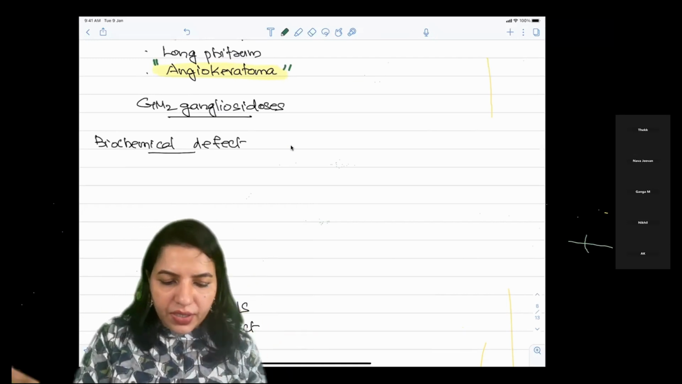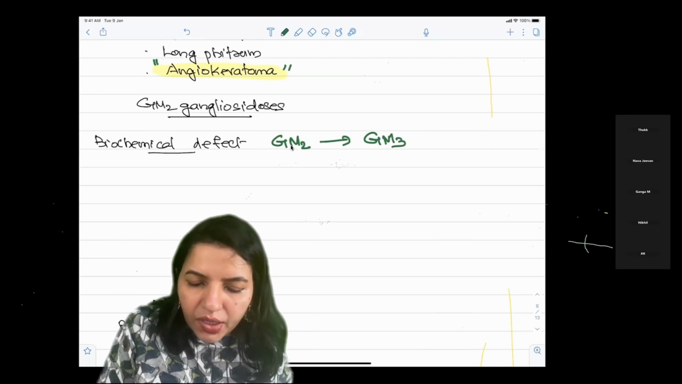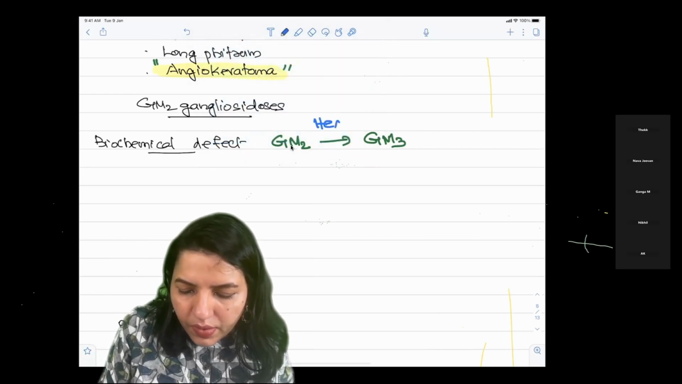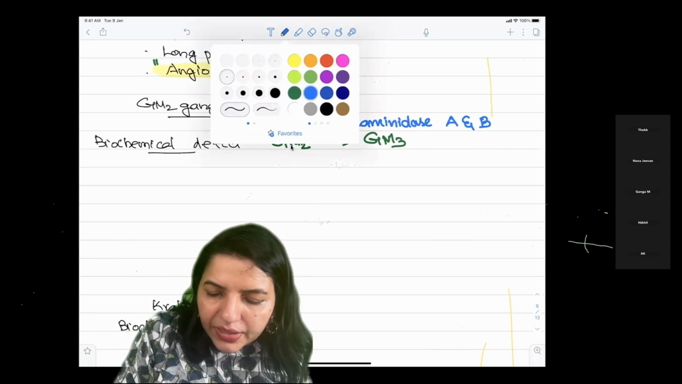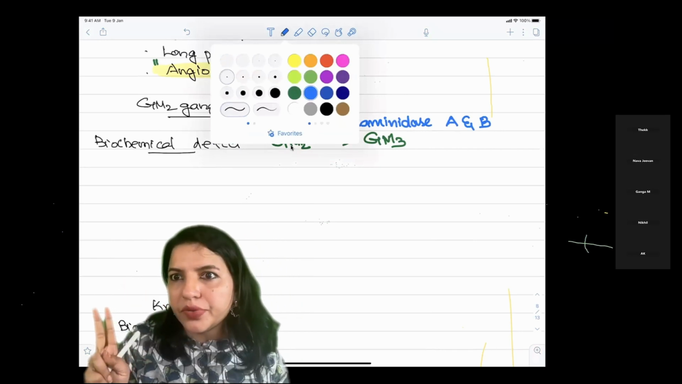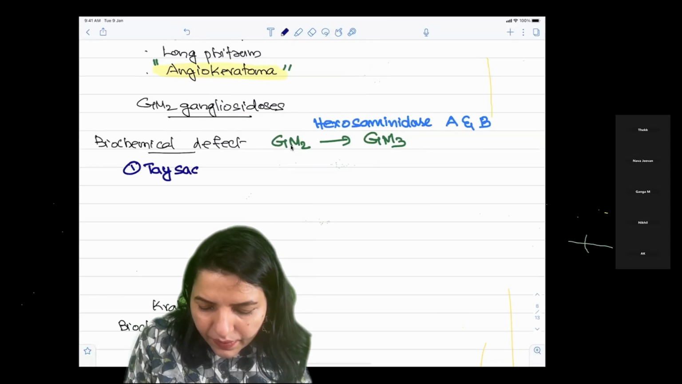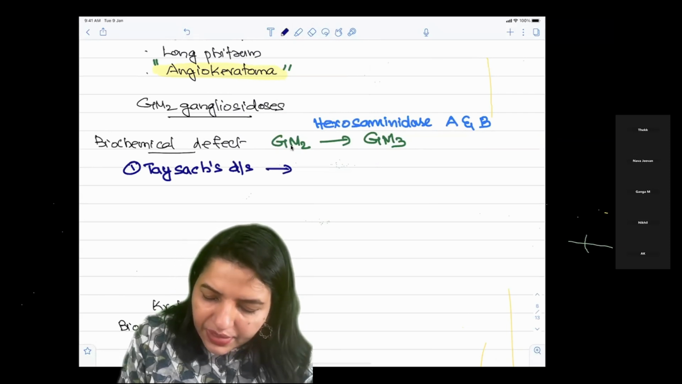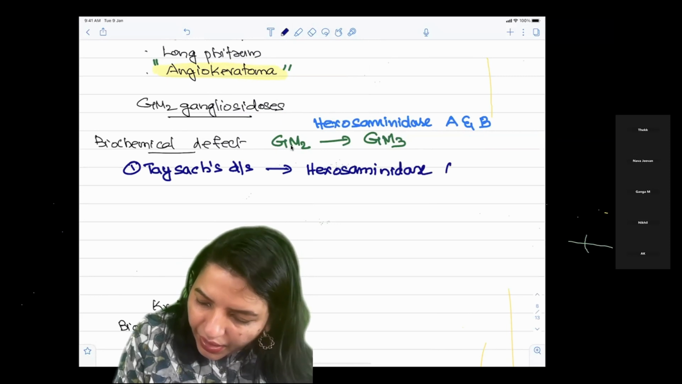So GM2. GM2 ganglioside is converted to GM3 by an enzyme, hexosaminidase. There are two isoforms, A and B. If I say GM2, you won't understand anything, but there are two GM2 gangliosidoses whose names you are familiar with. The first one is Tay-Sachs disease. In Tay-Sachs disease, the enzyme defect is hexosaminidase A only, A isoform only.